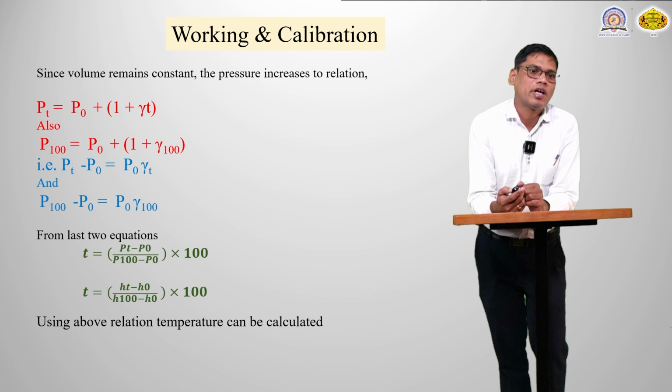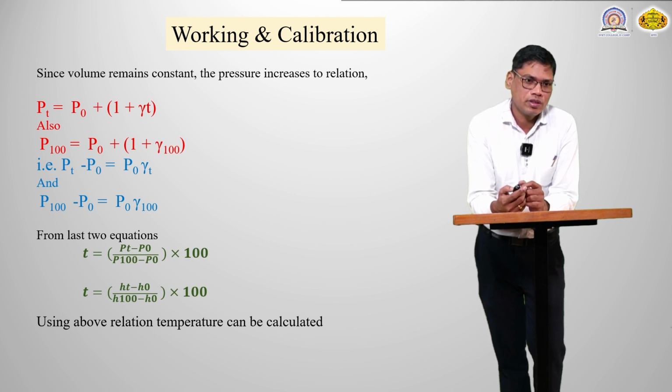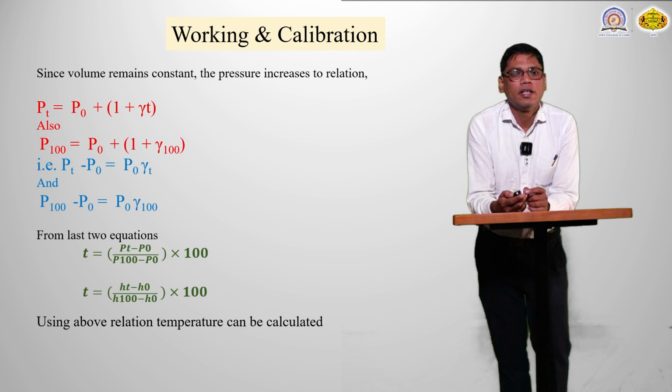T is equal to (Pt minus P0) divided by (P100 minus P0) into 100, measuring the pressure, and we can measure the height ratio, (St minus S0) divided by (S100 minus S0) into 100. So knowing the pressure or the change in the height, we can measure the temperature.